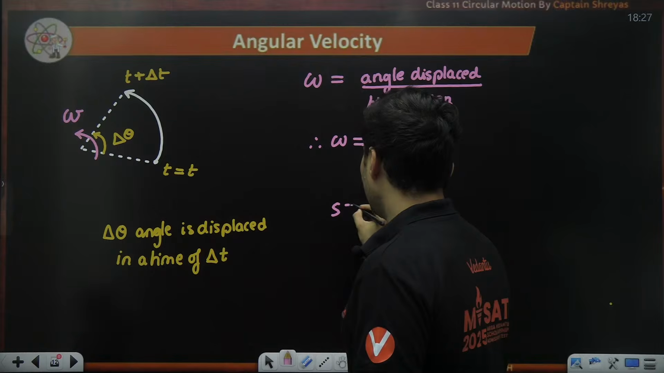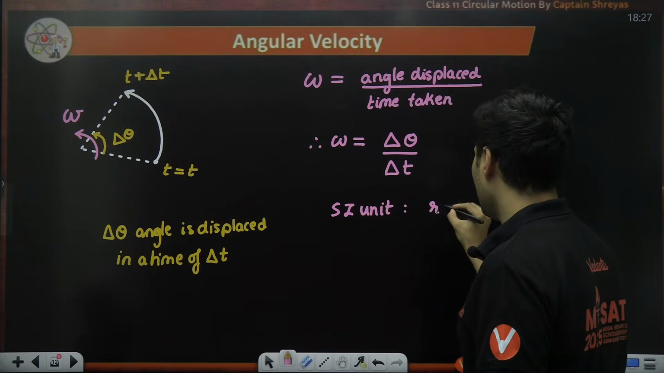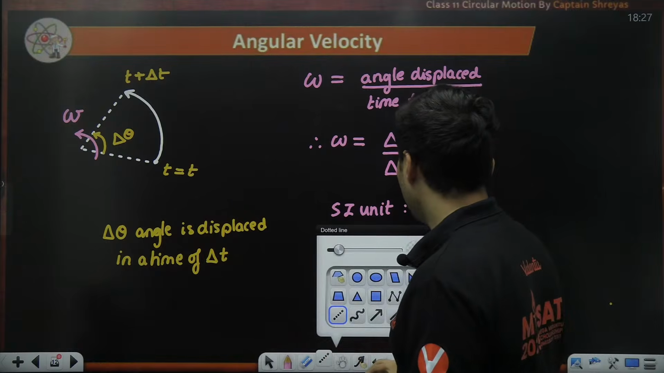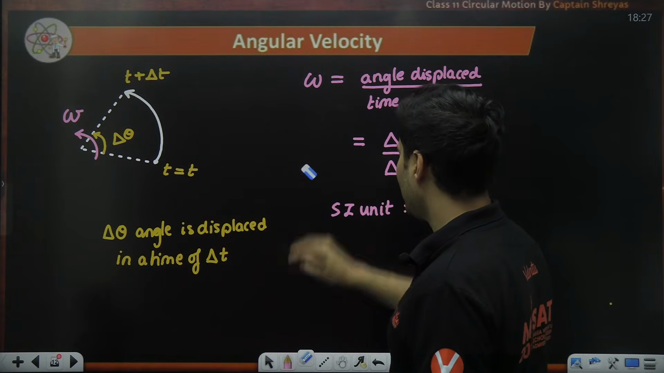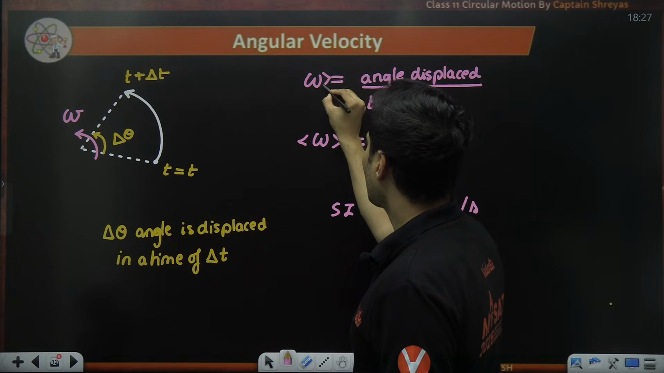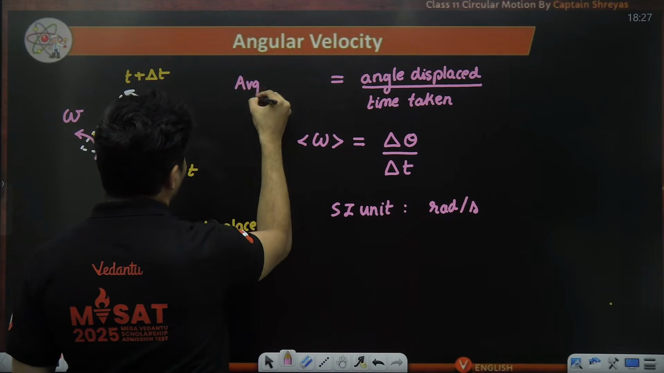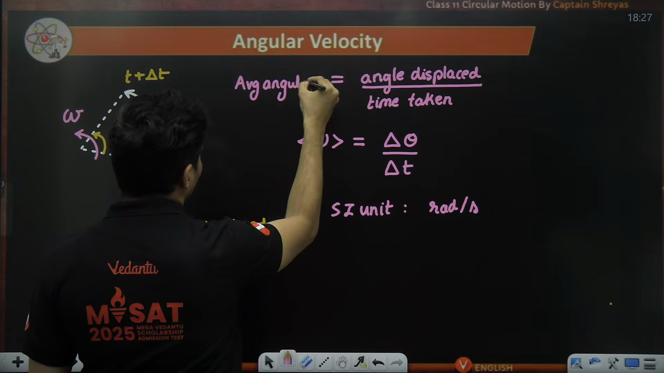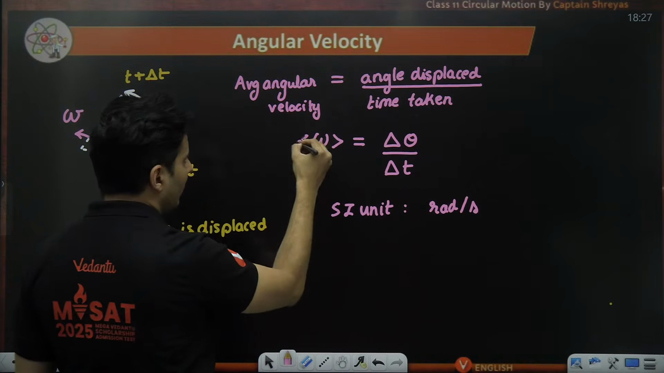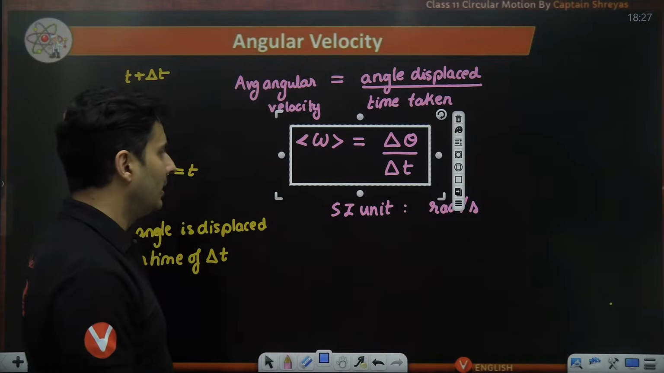The SI unit of angular velocity, you can see radian is on the top and seconds is the SI unit. So radian per second will be the SI unit. One thing though, this is not just any random omega. This is actually the average angular velocity. So triangular brackets, average angular velocity. This is the answer for it: delta theta by delta t.